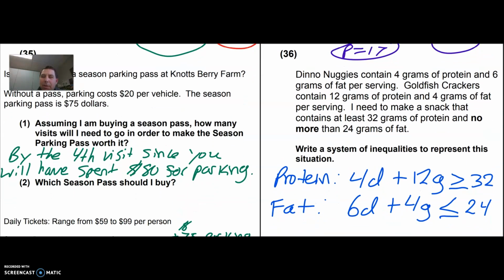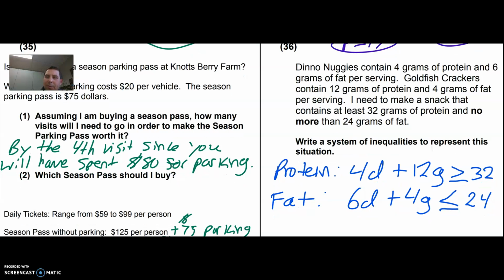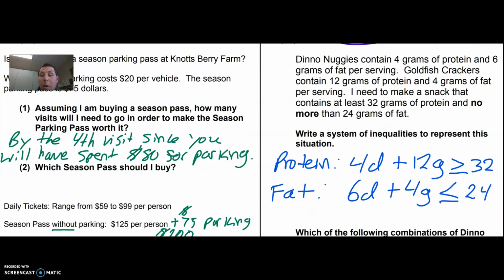I'm going to show you the inequalities just to help you see what's going on here. So 36, what you're doing is creating a system of inequalities, which means you're going to have an inequality symbol. For this first one, it says Dino Nuggies contain 4 grams of protein and 6 grams of fat per serving. Cool. Not sure why that's relevant, but I'm going to keep reading. Goldfish crackers contain 12 grams of protein and 4 grams of fat per serving.